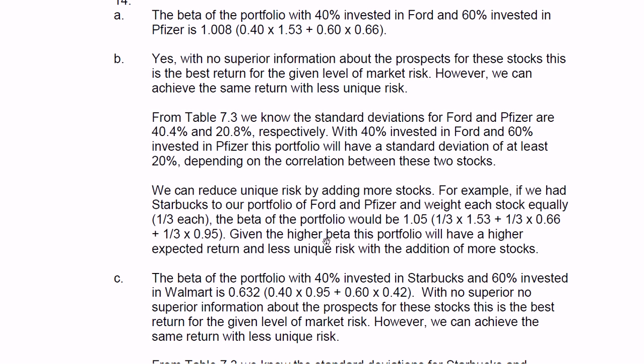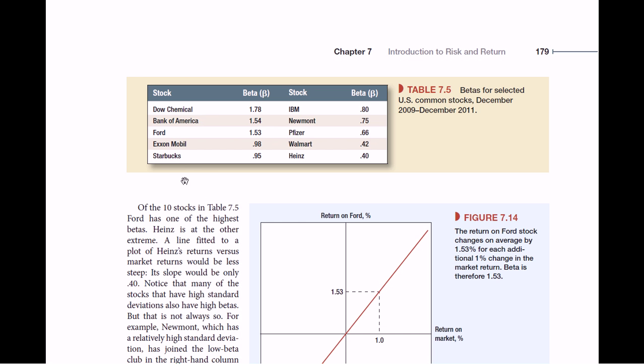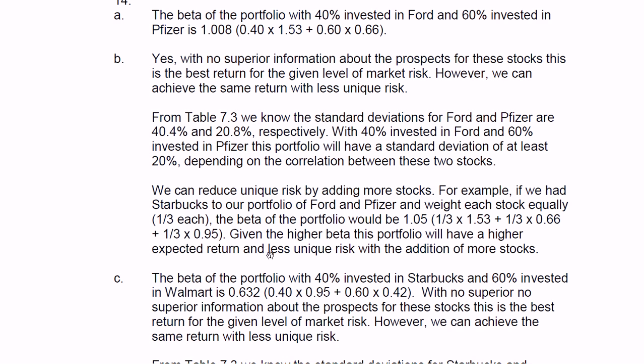And given the higher beta, this portfolio will have a higher expected return and less unique risk with the addition of more stocks. Because we can see that Starbucks is in between Ford and Pfizer.